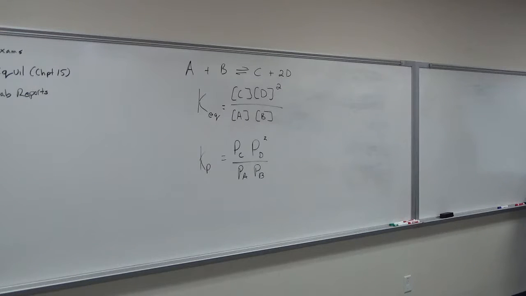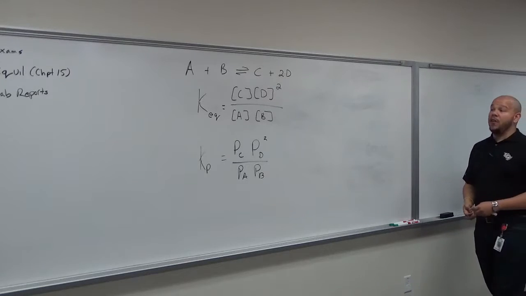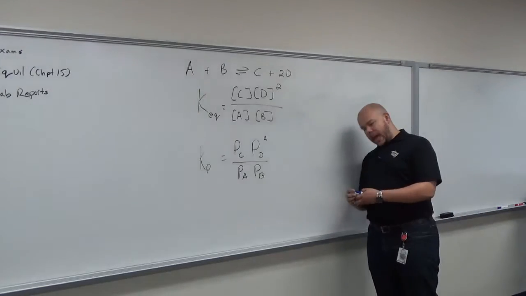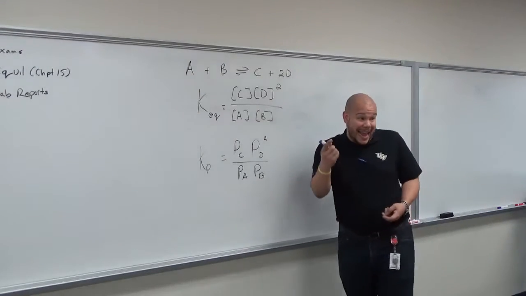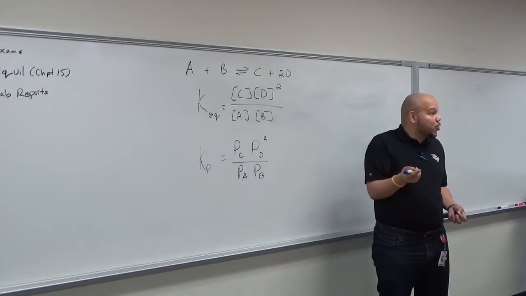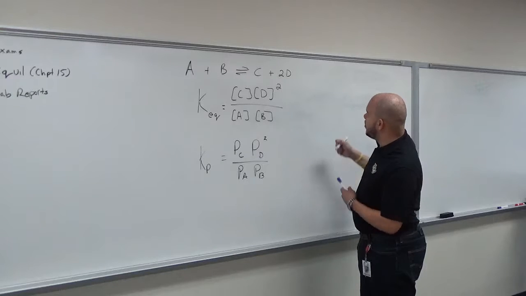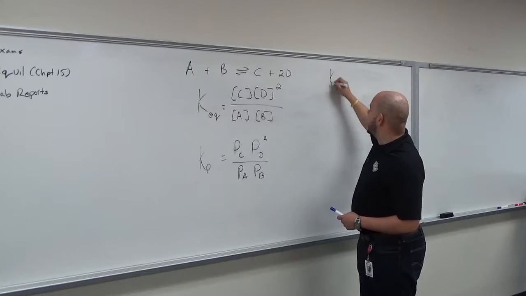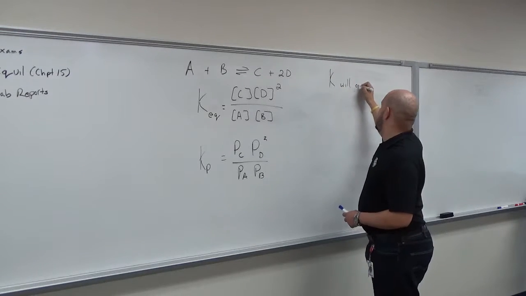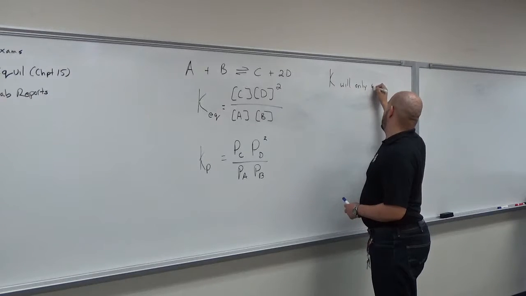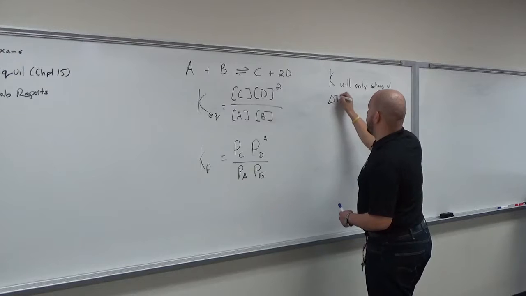What they're saying is that K is a function of T. K is a function of T, just like Kf and Kr are a function of temperature. Therefore, equilibrium is also a function of temperature. So K is constant. K will only change with a change in temperature.